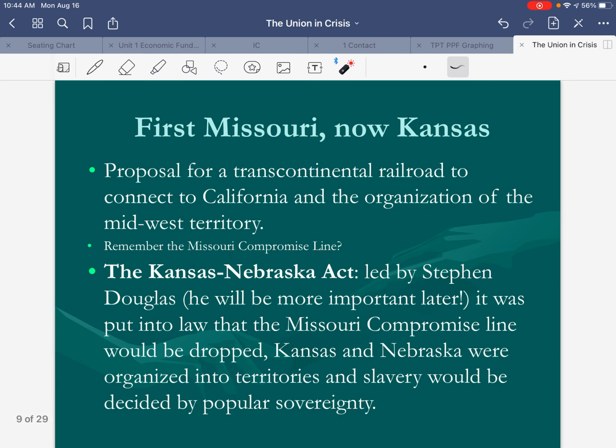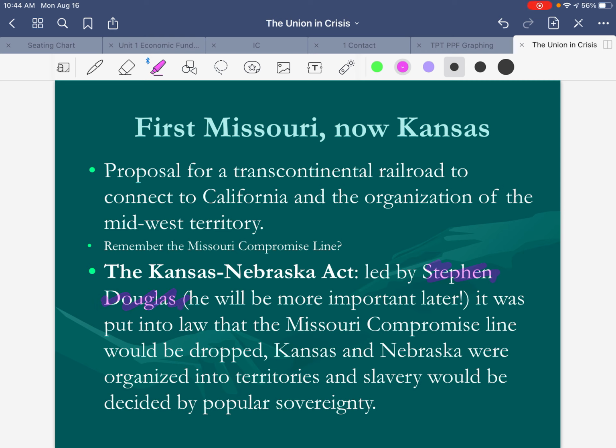So remember when everybody was worried about Missouri wanting to become a state? We had to broker this big compromise called the Missouri Compromise. Now Kansas does the same thing. So there's an idea that a railroad should go from the east, think New York City and Chicago area, and go all the way out west to California. And part of that is going to go through Kansas. So there's a proposal for this big railroad to connect California to everywhere else. And in the Kansas-Nebraska Act, Stephen Douglas, he's a senator that you need to remember his name because he'll be important later.